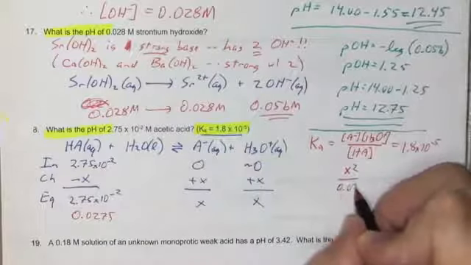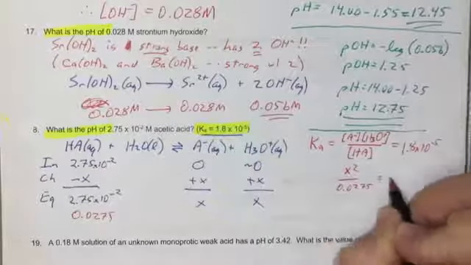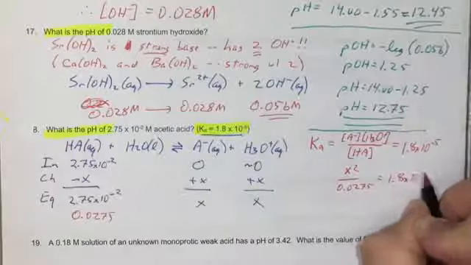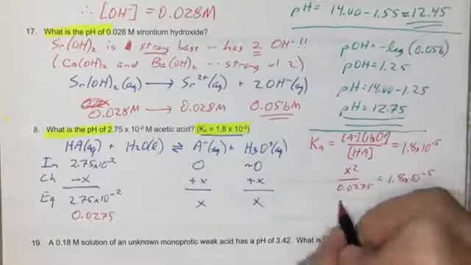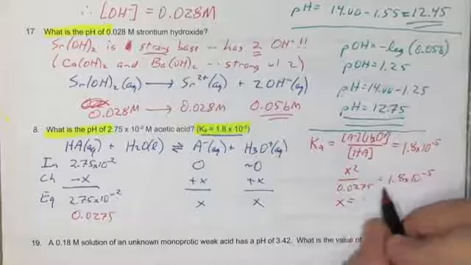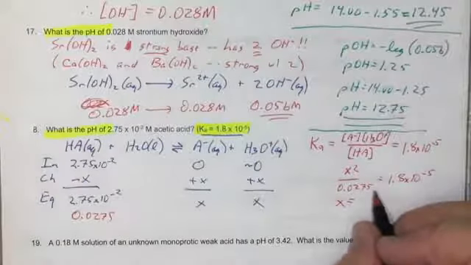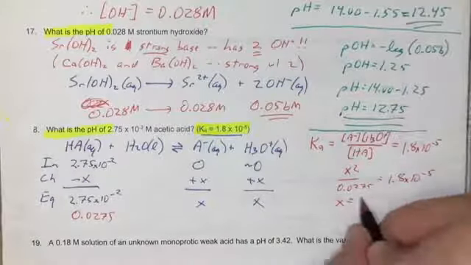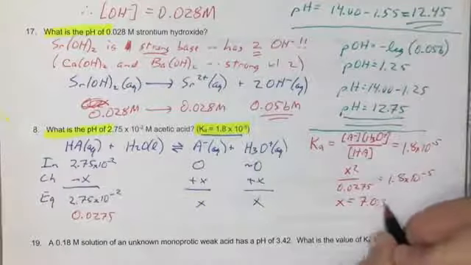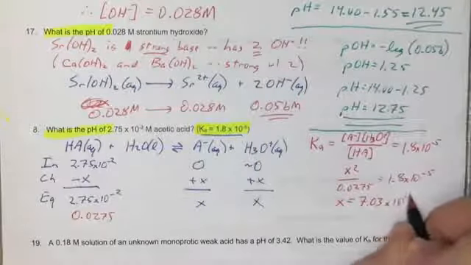So divided by 0.0275 equals 1.8 times 10 to the negative 5. We solve for x. We cross multiply, we take the square root, and when you solve for x, x calculates out to be 7.03 times 10 to the negative 4.